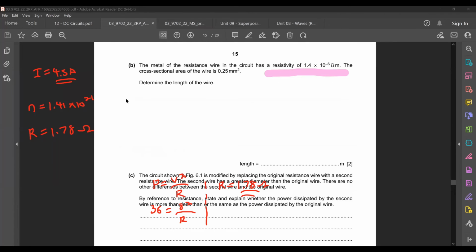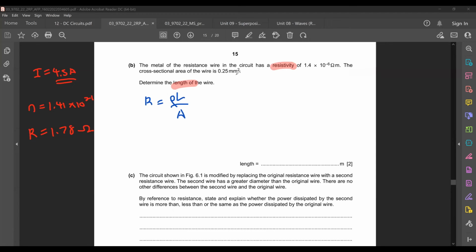Okay, then after that, they tell you the metal of the resistance wire in the circuit has a resistivity of 1.4 times 10 power minus 6 ohm meter. The cross-sectional area of the wire is 0.25 millimeter square. Determine the length of the wire. So as I mentioned to you before, whenever you hear mention of resistivity and then you hear mention of length, the thing that you should just use is R equals rho L over A.